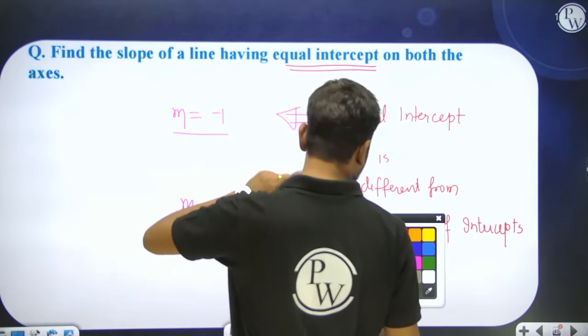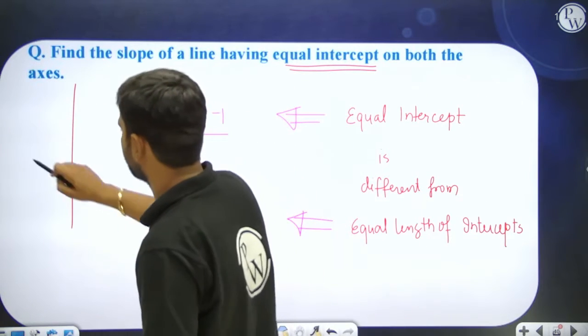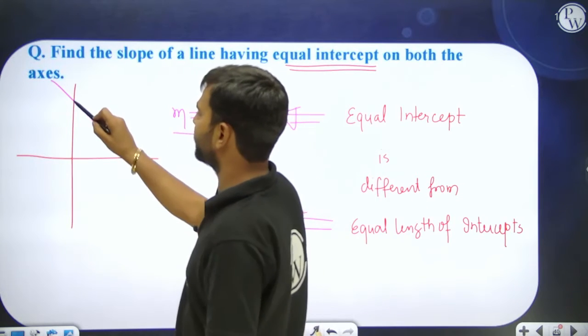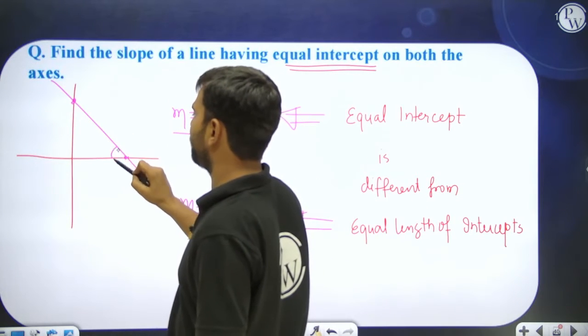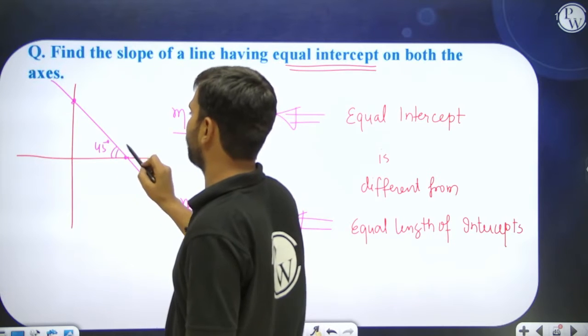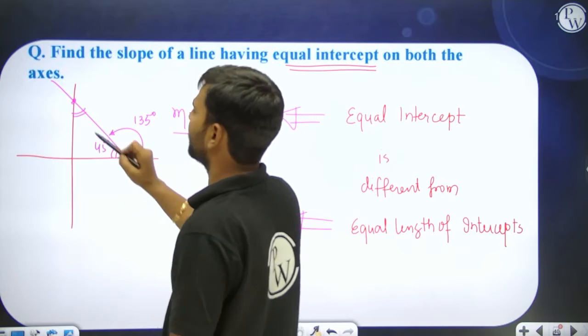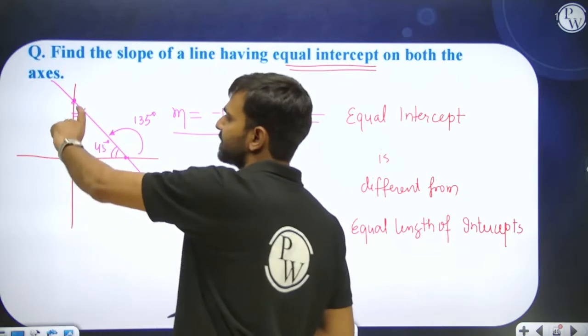Okay, when the slope is minus 1, the line will be drawn like this. Let me tell you this. If the slope is minus 1, then the line will be drawn like this. This angle will be 45 degree, by the way, because this angle will be 135 degree. Yes or no? If that is the case, then you can feel that this is going to be an isosceles triangle. So this side is going to be equal.